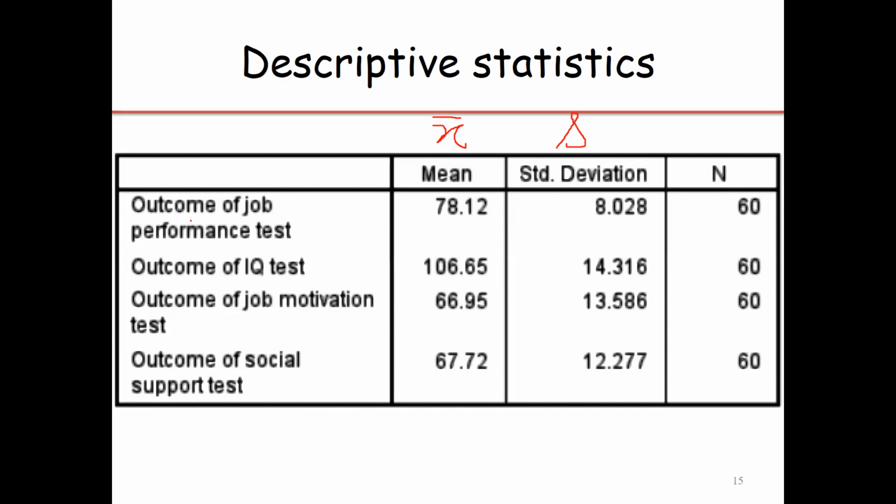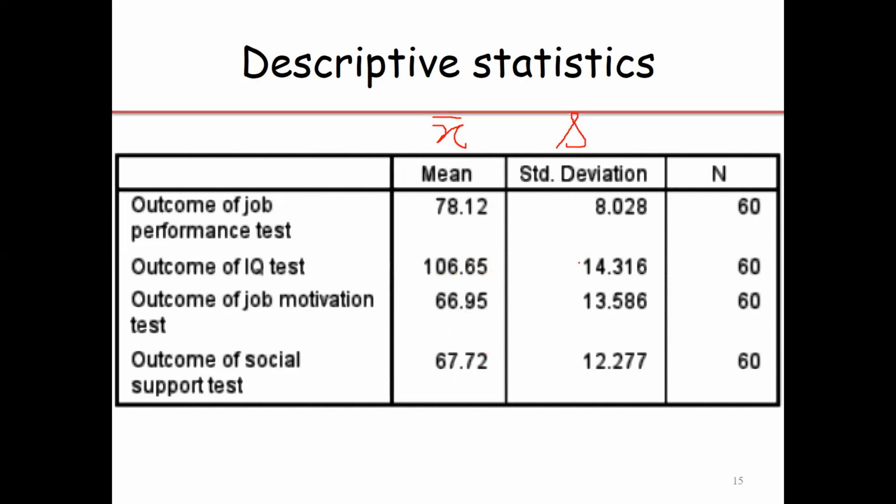On the average, the outcome of the job performance test is 78. So 0 to 100, the performance is measured, and the mean is 78. And IQ test, as I told you, IQ is in the range of 70 up to 130. The mean score is 106. Similarly, the mean of the motivation is 67 approximately, and the social support has a mean of 67.72. And these are the standard deviations.